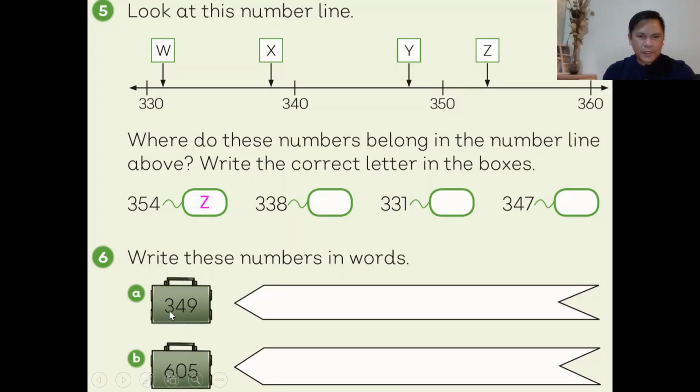Example, 349. What is 349? So we will write 3, T-H-R-E-E, 100, because there are 3 digits, H-U-N-D-R-E-D, and 40, F-O-R-T-Y, 9, N-I-N-E, 49. Then B, write 605.